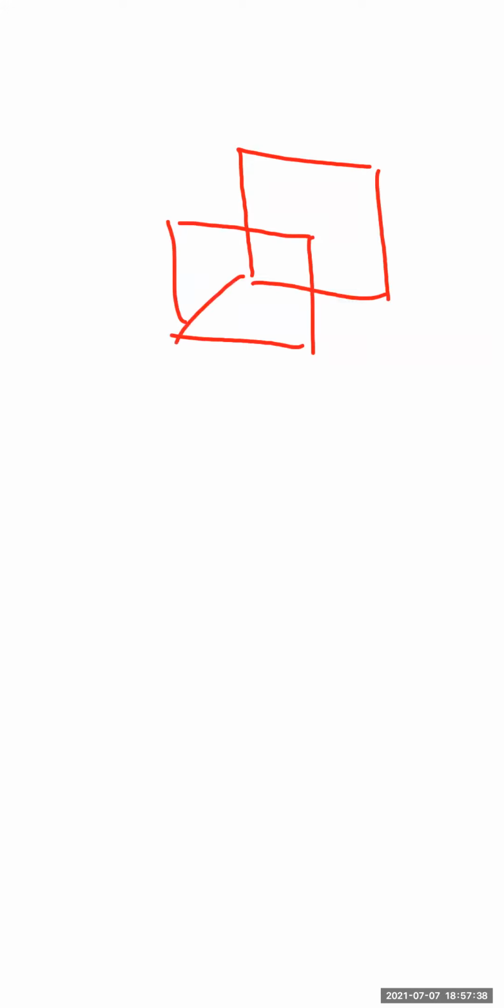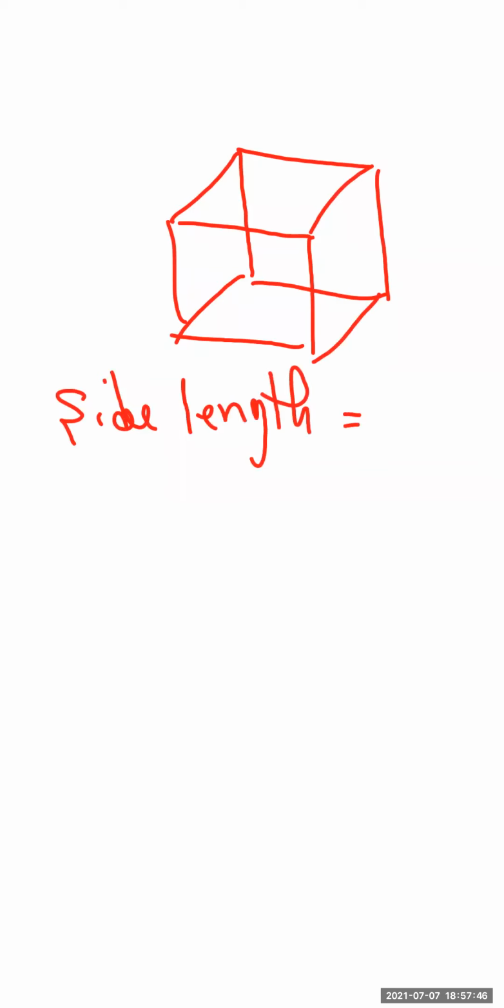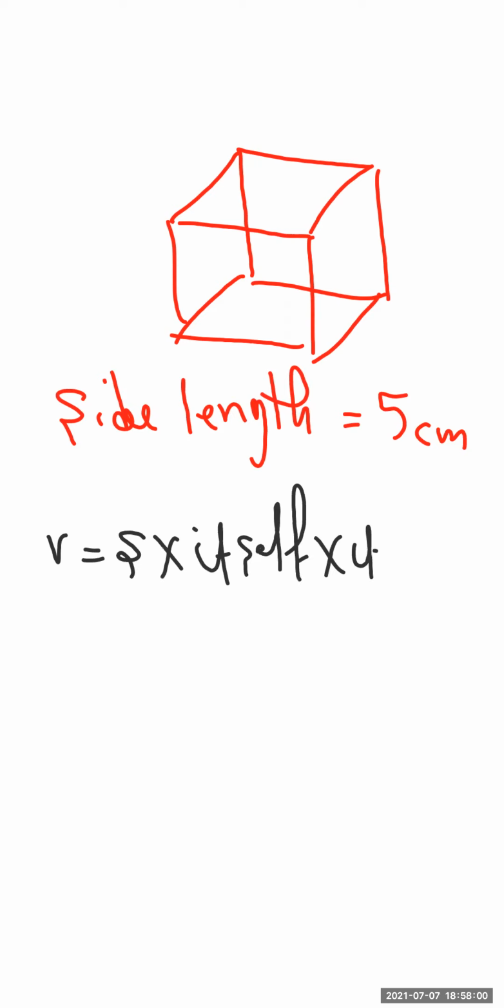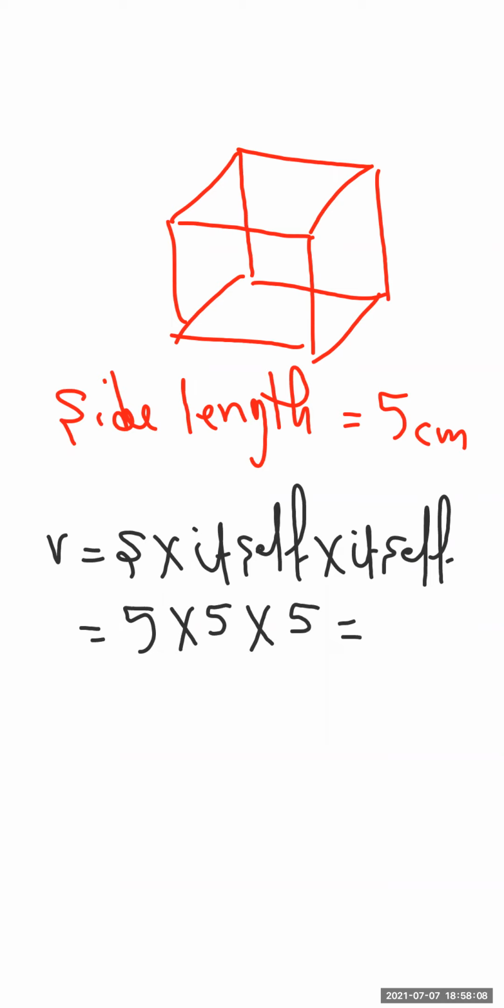Okay, one example related to this. If there is a cube like this one, the side length equals 5 centimeters. If I want to get the volume, volume will equal side length times itself times itself. So simply it will equal 5 times 5 times 5, which equals 125 cubic centimeters.